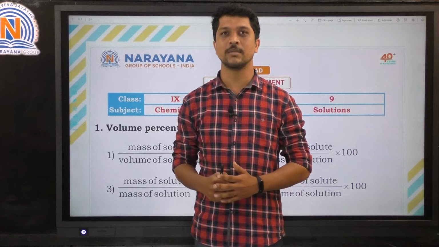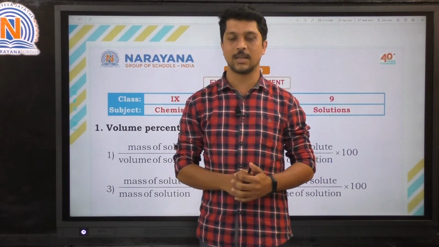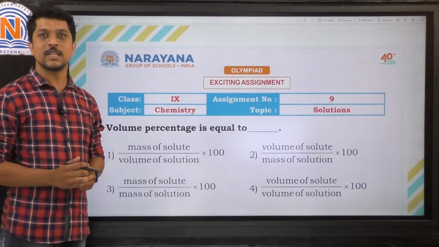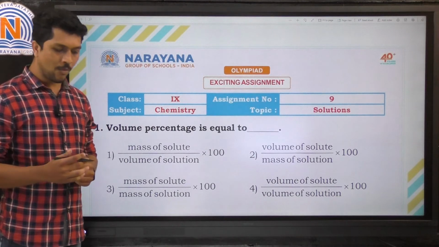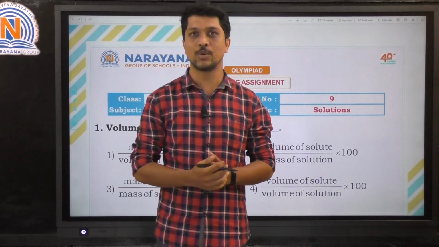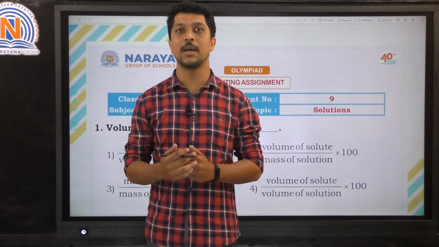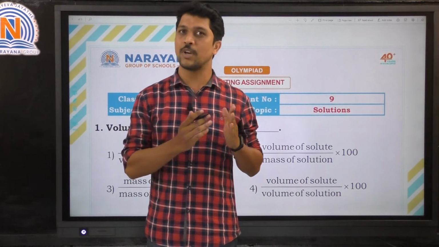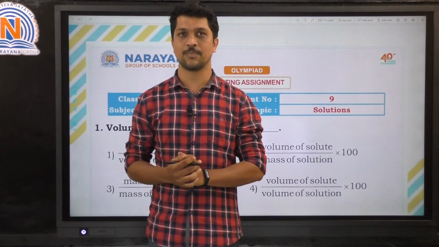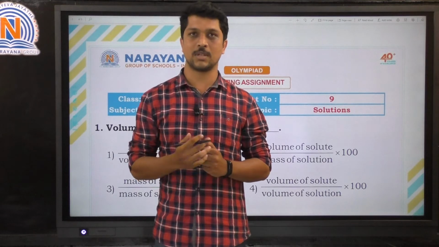Today we will be discussing the solutions to assignment number 9. Let's move on to the assignment. Here is the first question: volume percentage is equal to. Volume percentage can be defined as the amount of solute in milliliters dissolved in 100 ml of solution. On that, let's write the formula for the volume percentage.